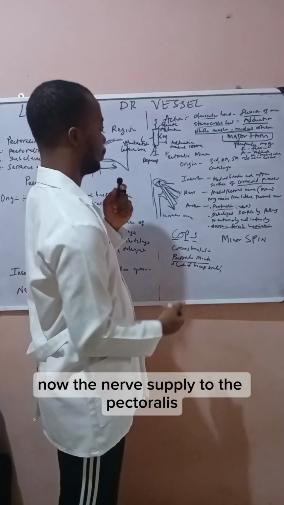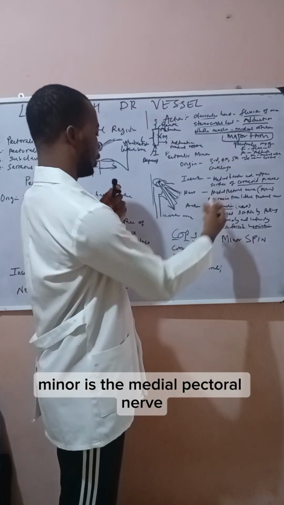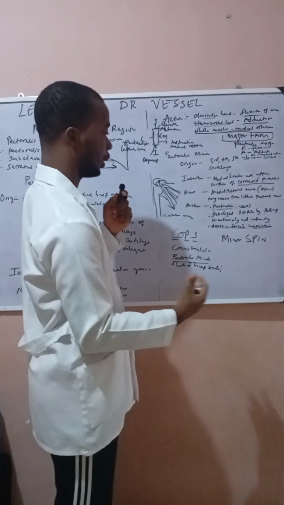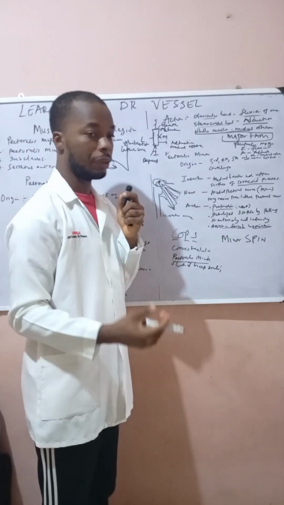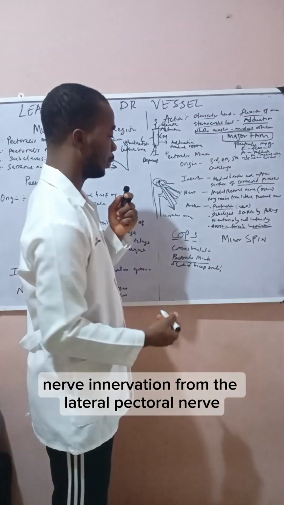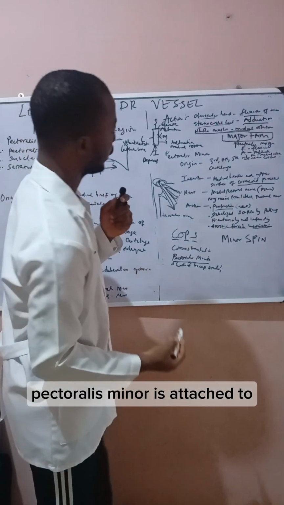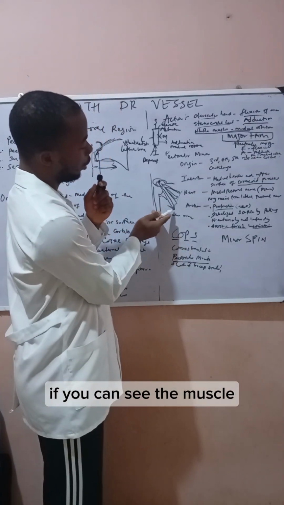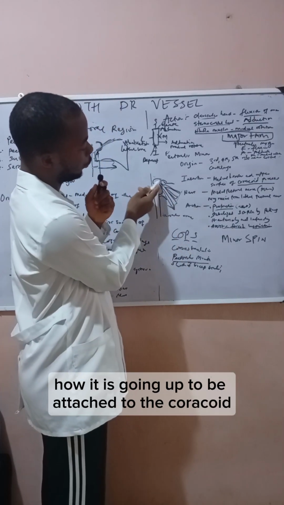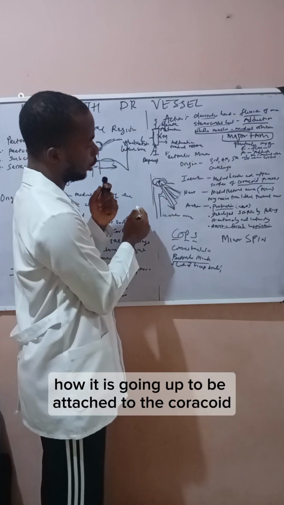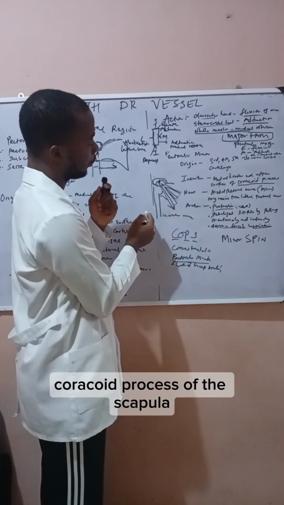Now the nerve supply to the pectoralis minor is the medial pectoral nerve, but it can receive nerve innervation from the lateral pectoral nerve. Now for the action of the pectoralis minor, if you can see the muscle, how it is going up to be attached to the coracoid process of the scapula.